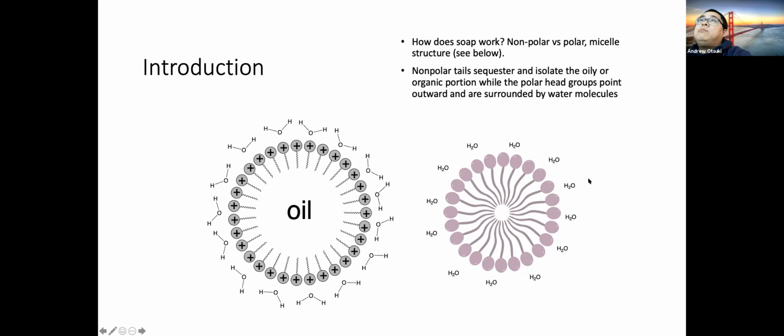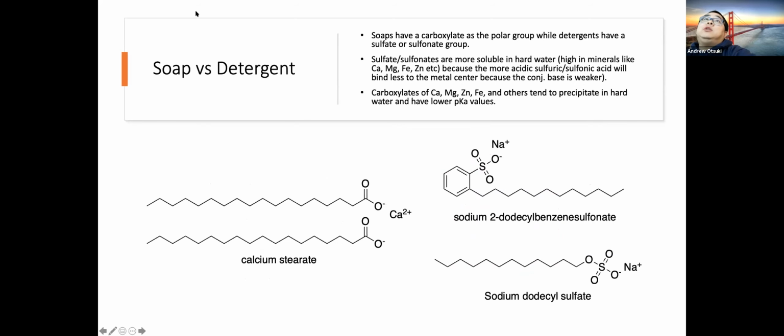Okay. So detergent. What's the difference between soap and detergent? Soaps have a carboxylate as the polar head group. Right here, for example, calcium stearate. While detergents tend to have a sulfate group here, or an alkyl sulfonate or benzene sulfonate, which is right here.